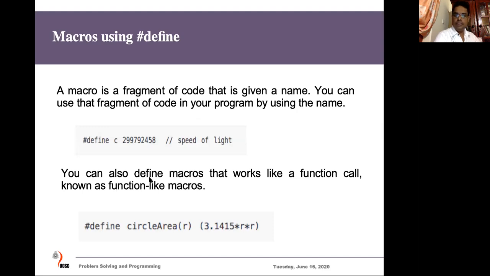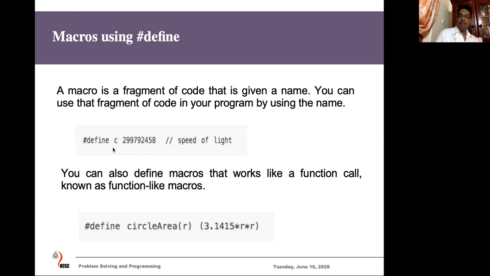As I mentioned, the define preprocessor is used to define constant values. For example, the speed of light, c, we can define as a constant value. Throughout this program we can then use c. At the preprocessing stage, the places where c appears will be replaced by the correct value we assigned to it.